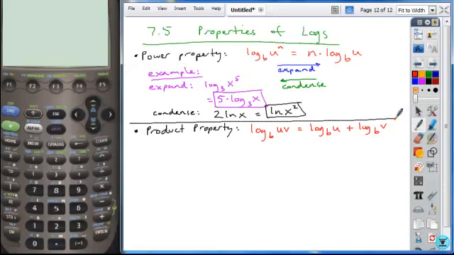Now again, we can use the condensing to move from right to left as well. Again, it works in both directions, whether you're expanding or condensing. Okay, so let's look at an example again here. Okay, I'll expand first.